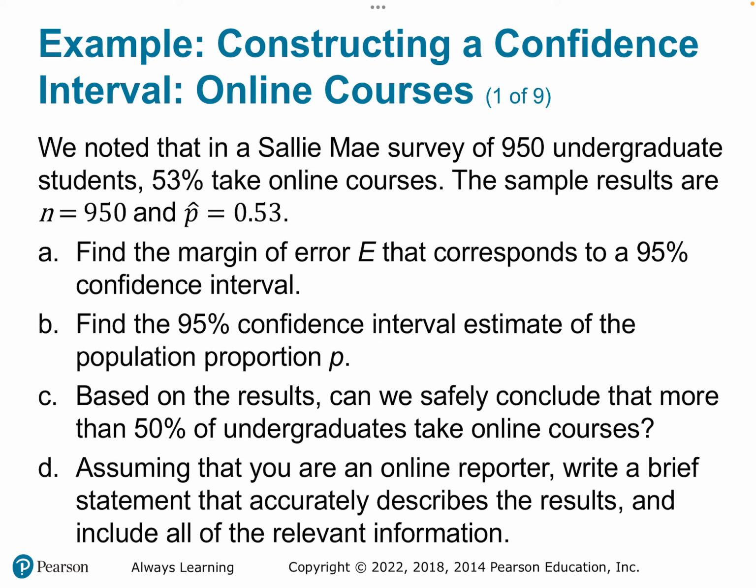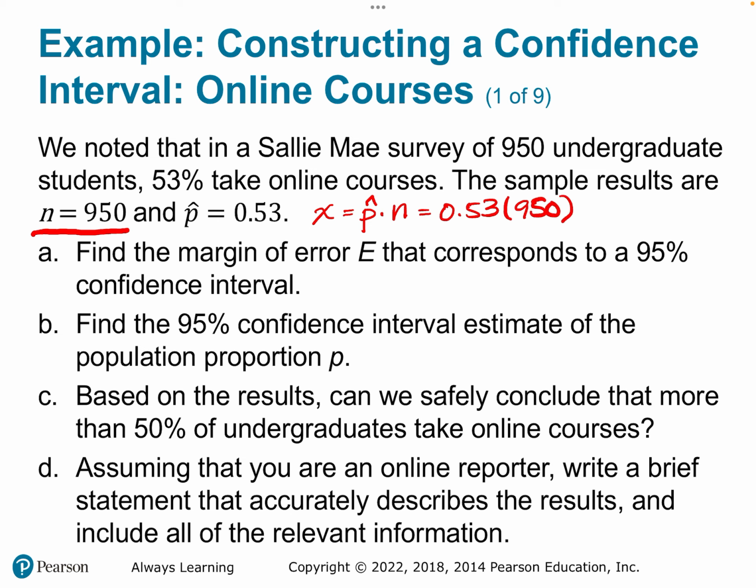There are a few numbers here that we will need to enter into our calculator. We will need the sample size, which is 950. P hat is not going to be something that we enter in our calculator, but we'll use P hat and N to calculate what is known as X, the number of values that have the characteristic that we are interested in. So X is going to be equal to P hat times N. So in this case, that's 0.53 times 950.